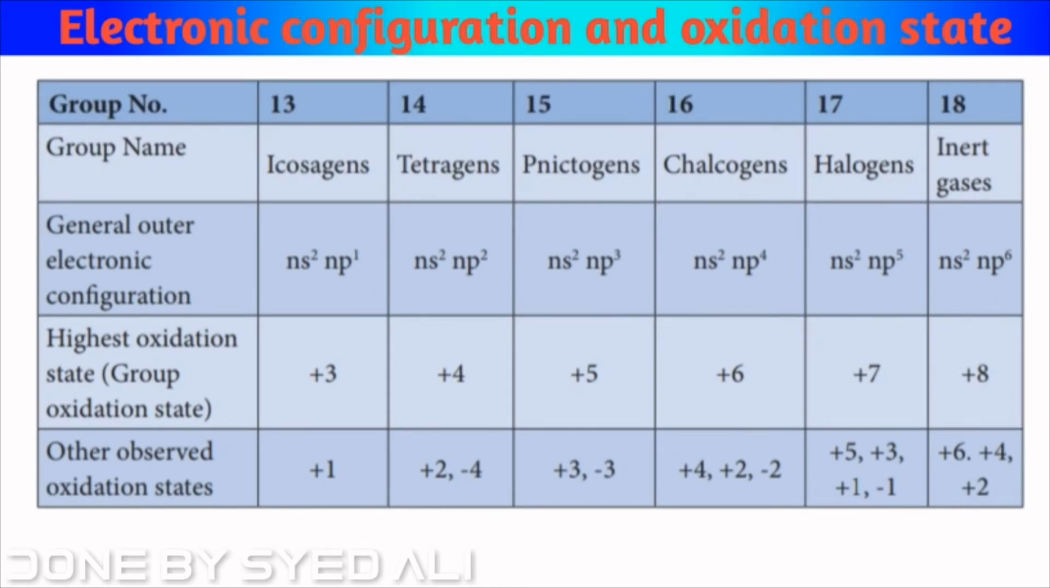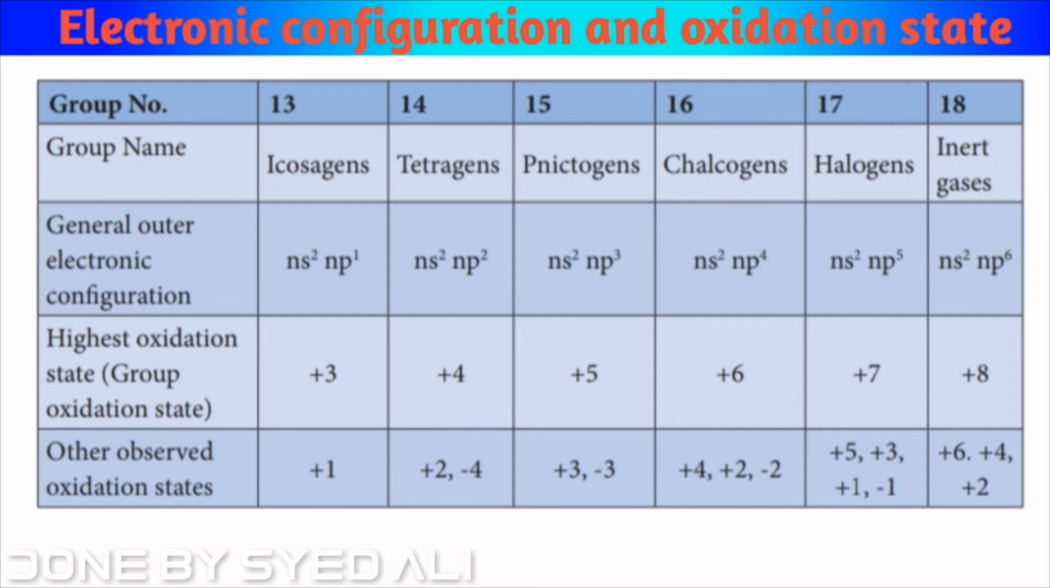The following table will represent the oxidation states from the lower end to the higher end. We can see group 13 to 18 elements. Group name: the first one is icosagens, second one is tetragens, third one is pnictogens, fourth one is chalcogens, fifth one is halogens, the last one is inert gases or noble gases.